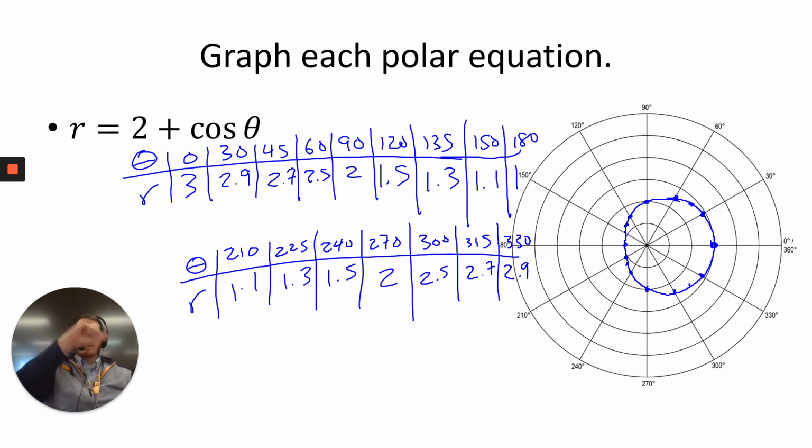And then you just plot the points and connect the dots. So 0, 3 is this point right here. 2.9 with 30 is right here. 45 is not on your graph. You just have to estimate halfway between 60 and 30, and you keep going, and this makes kind of an odd circular shape.